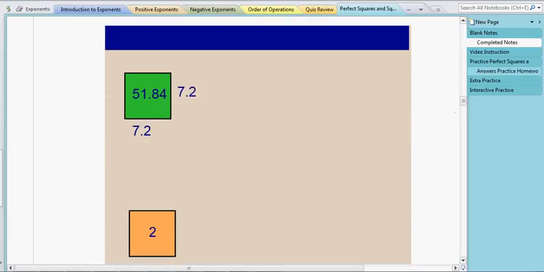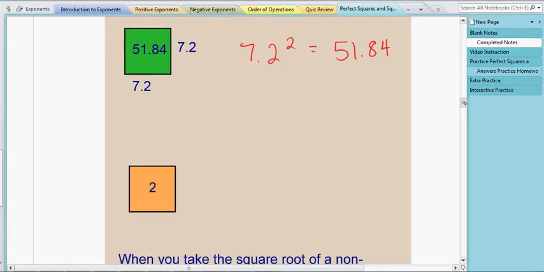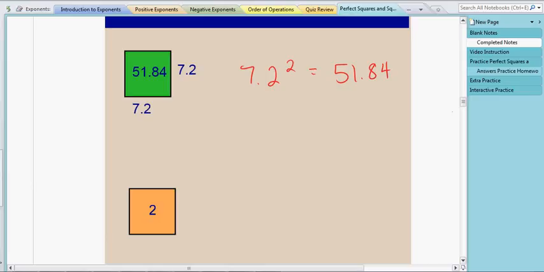Now if we have something like 51.84 as the area of a square, that is not a perfect square because the lengths of the sides are not whole numbers. Now, it doesn't mean that 7.2 squared doesn't equal something. It does. 7.2 squared equals 51.84. However, 51.84 is not considered a perfect square. So if we look at 2 as the area of a square, and we're trying to ask ourselves what number times itself equals 2, well, there's not a whole number times itself that equals 2. So we know that 2 cannot be a perfect square.